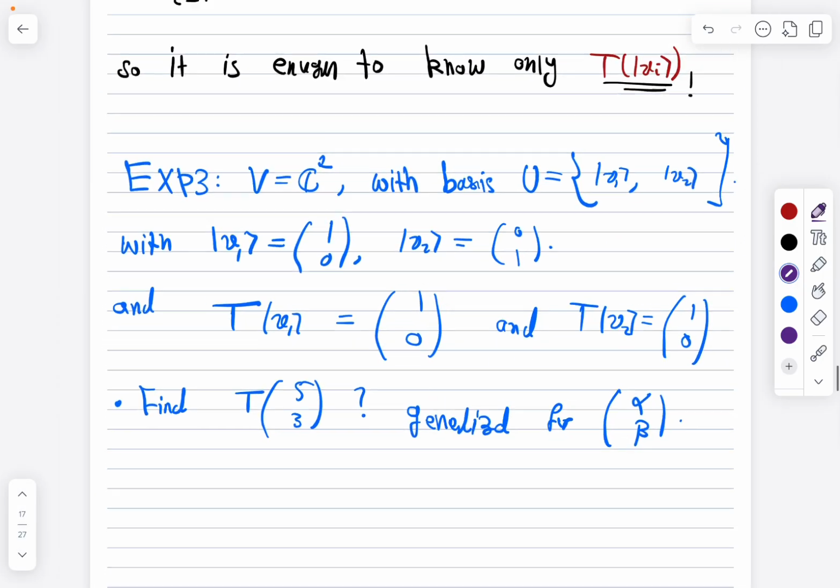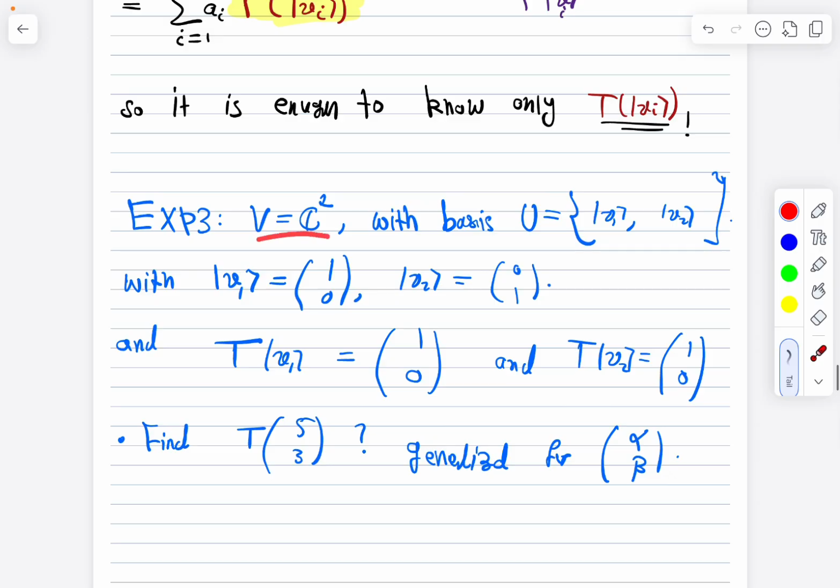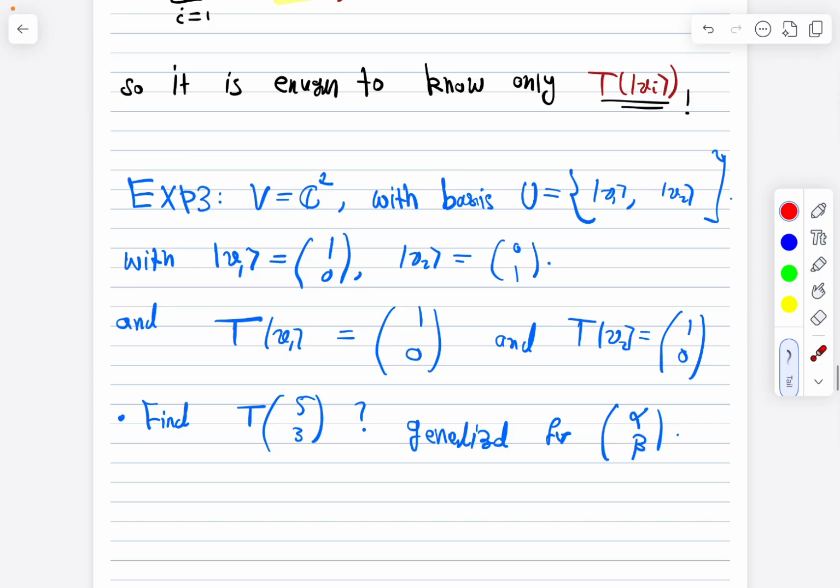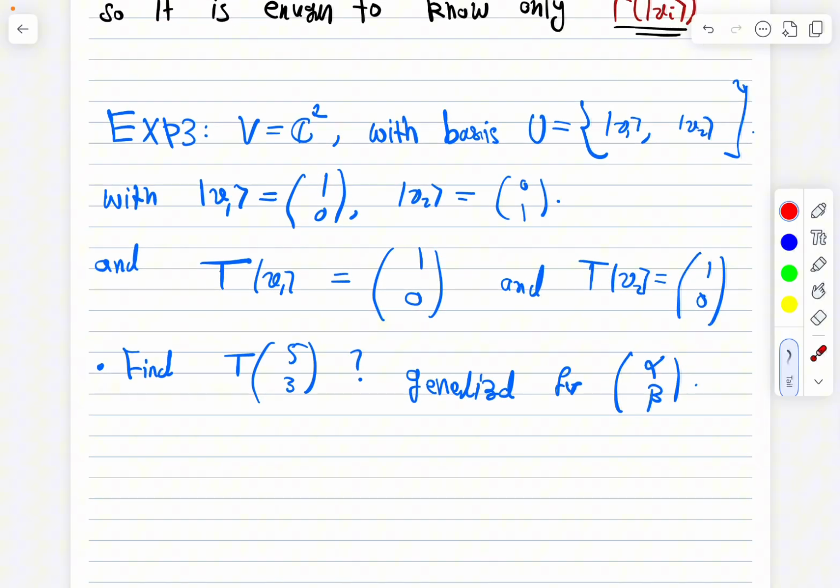So let's consider this example. Let's assume my vector space is C2, which we know is finite dimensional. And let's use these basis vectors: the first is 1, 0, and the second is 0, 1. We can check easily that these are indeed a basis. Let's assume that it is given that when we apply the linear operator T on the first basis vector, it gives us 1, 0. And when we apply it to the second basis vector, v2, it gives us 1, 0 also. So let's assume that we need to find the image of the vector 5, 3 under T.